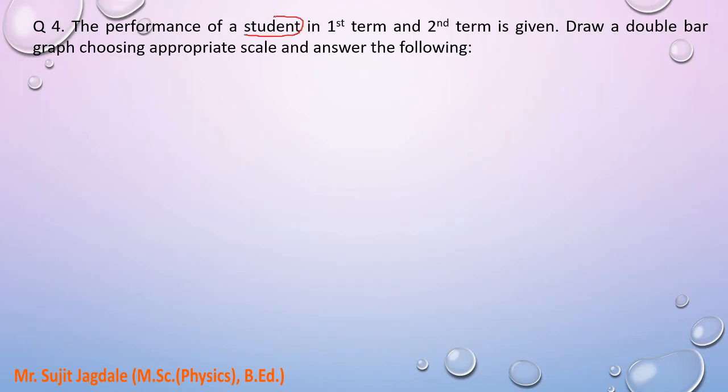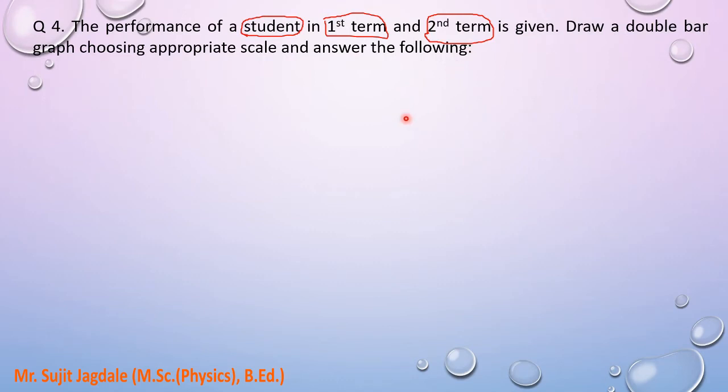One student is there, and for that student 2 marks are given, first term marks and second term marks. So 2 values are there for a single observation. How many values are there? 2 values are there. So 2 values we have to indicate by the bar graph, therefore it is referred to as a double bar graph.